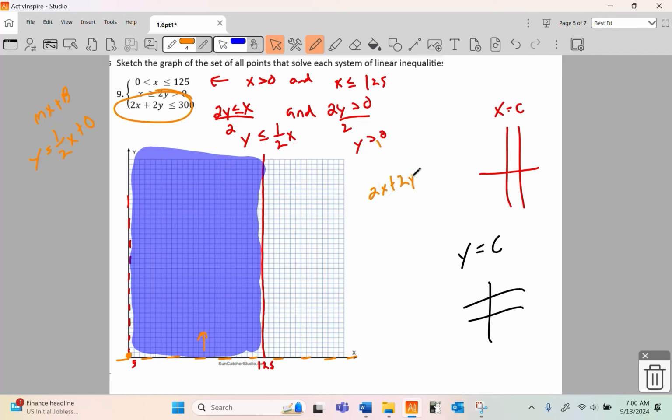2x plus 2y less than or equal to 300. 2y less than or equal to negative 2x plus 300. And y is less than or equal to negative x plus 150. Okay, so I need to go up 150 units. So I'm going to count by 5s here. 5, 10, 15, up to 150.